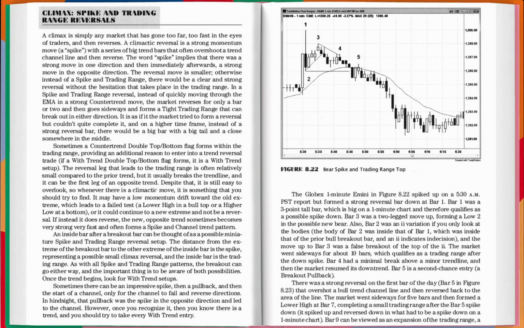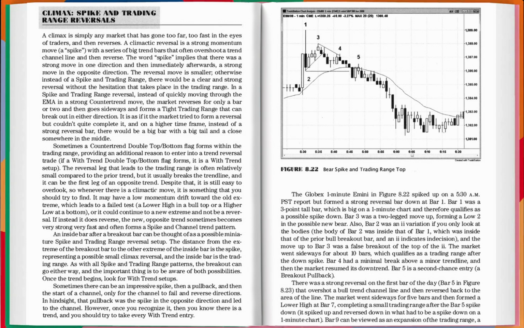Also, bar 2 was an ioi variation if you only look at the bodies. The body of bar 2 was inside that of bar 1, which was inside that of the prior bull breakout bar, and an ioi indicates indecision. And the move up to bar 3 was a false breakout of the top of the ioi.